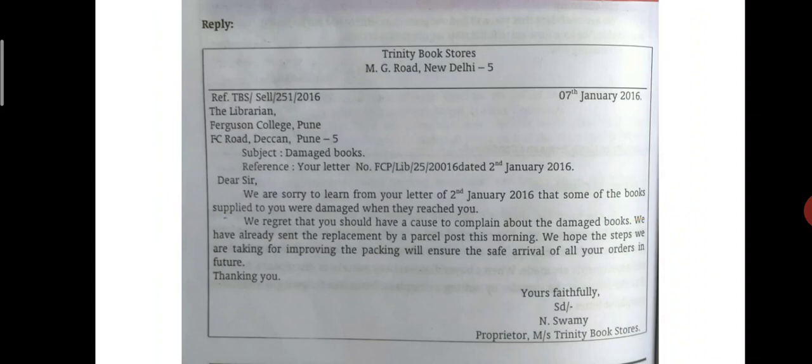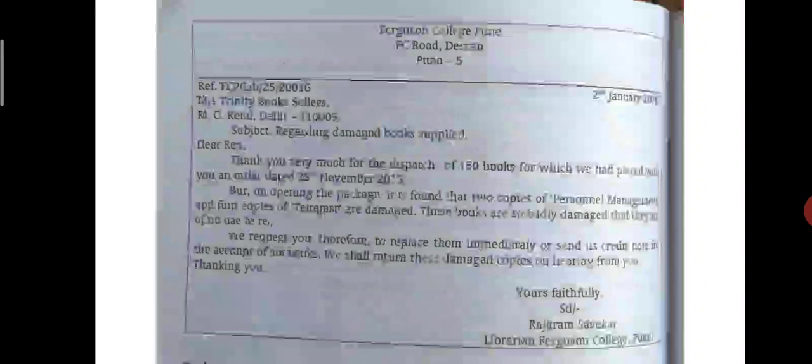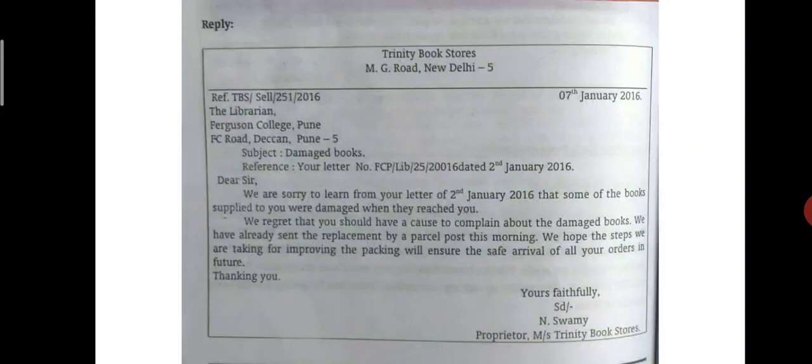Trinity Bookstores, MG Road, New Delhi 5. Again, date on your right hand, 7th January 2016. See, in the first letter of complaint, the date is 2nd January 2016, and in the next letter the reply is written on 7th January 2016. Reference number again of the supplier and sales department, reference number and the year is mentioned.